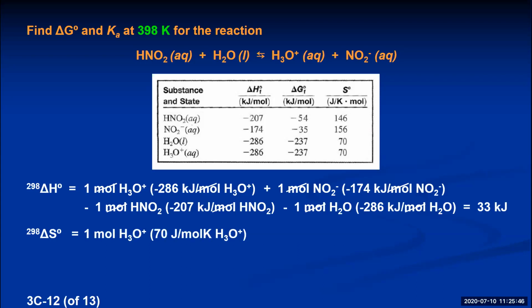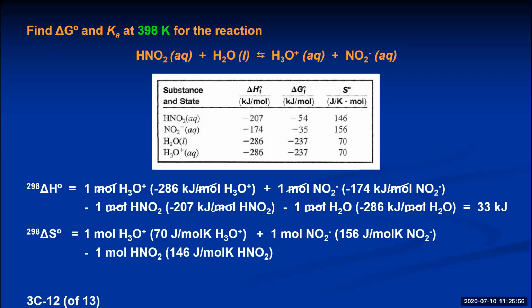1 mole of hydronium multiplied by the absolute entropy of hydronium, plus 1 mole of nitrite multiplied by the absolute entropy of nitrite. Over to the reactant side, minus 1 mole of nitrous acid multiplied by its absolute entropy, and minus 1 mole of water multiplied by its absolute entropy. Moles cancel out. The units for entropy changes are always joules per Kelvin. So I get 10 joules per Kelvin. And because entropies do not vary with temperature, the entropy change at 298 is going to exactly equal the entropy change at 398.